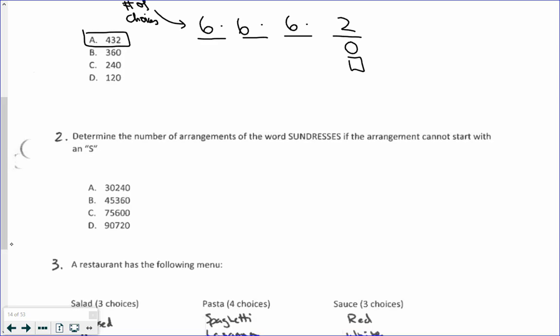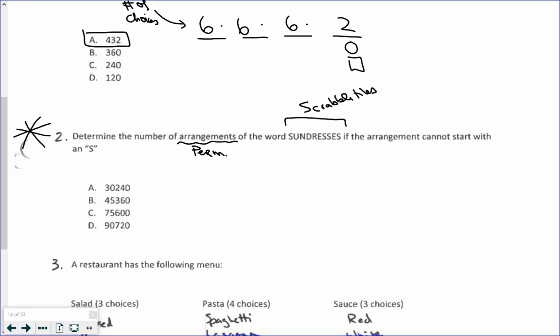Okay, this is a very sneaky question. Determine the number of arrangements, so this is a permutation, of the word sundresses. In class, I referred to these questions as your Scrabble tile questions. Remember that? Imagine each letter on its own Scrabble tile.